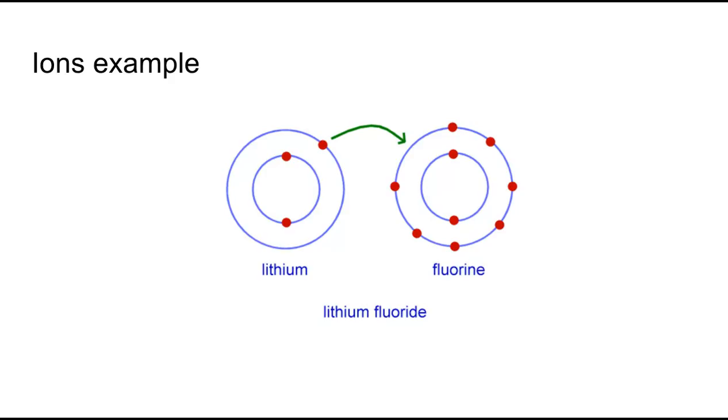So you can see the arrow. The lithium is going to give away its 1 electron and bond with fluorine, and both of them will have full valence shells. And that'll make them more stable, and they will no longer want to bond with other elements because their outer valence shell is filled.